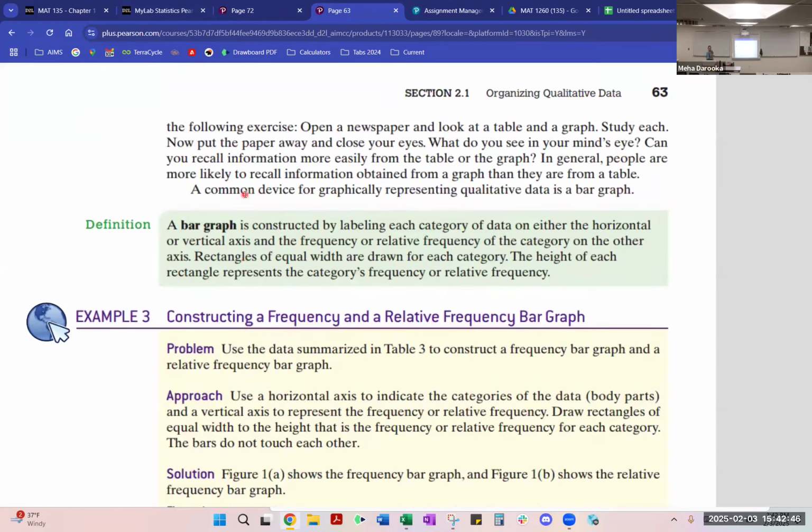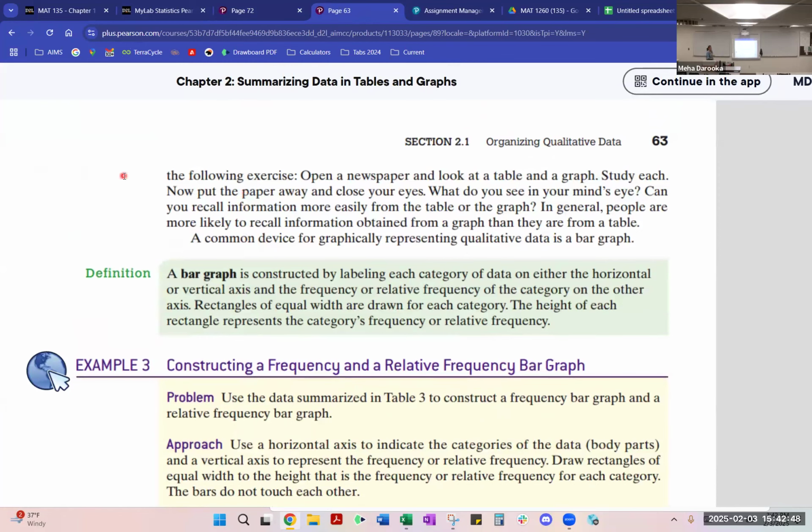Now, when we're talking about bar graphs, basically the name kind of gives it away. You're going to have horizontal or vertical bars representing your data value. So they're saying basically a bar graph is constructed by labeling each category of data, which can be either on the horizontal axis or on the vertical axis. And then the frequency or the relative frequency will actually tell you what the length or the height of each of the bars should be. So rectangles of equal width are drawn for each category.